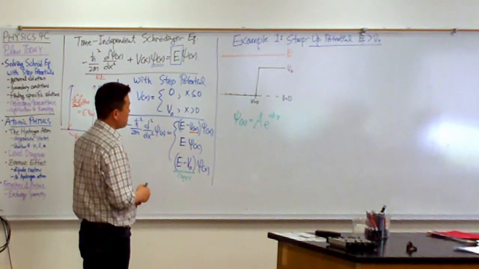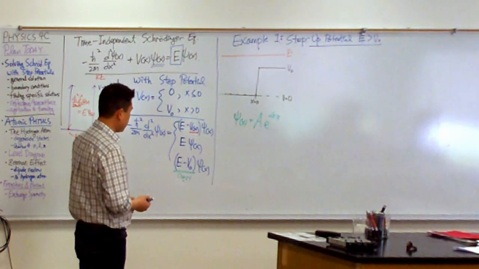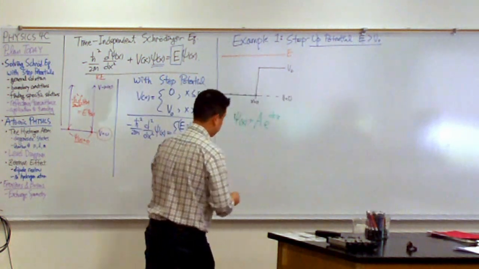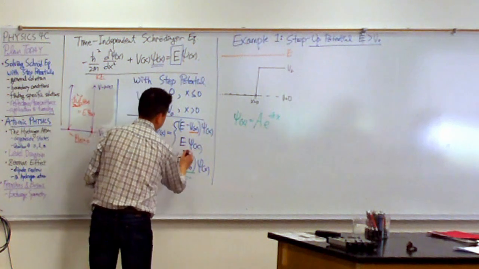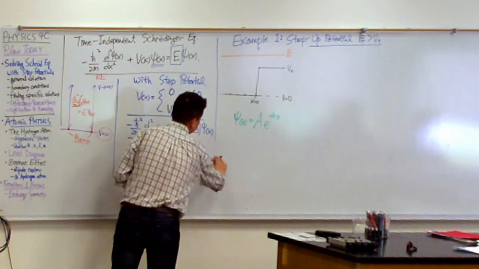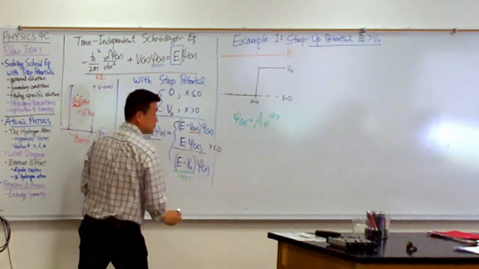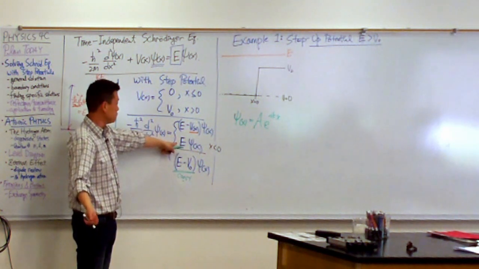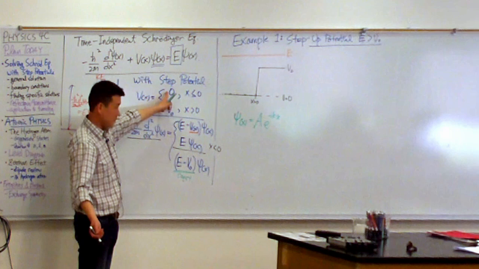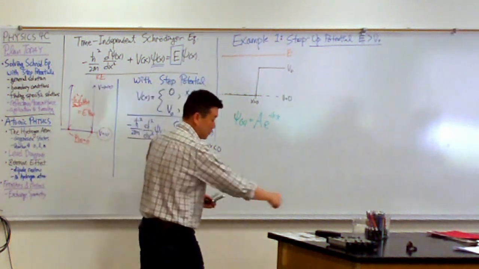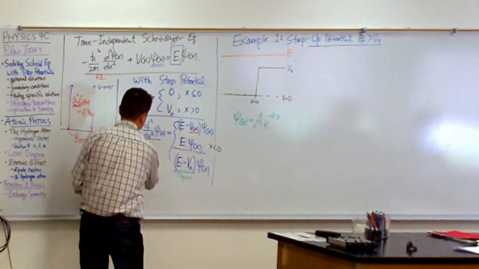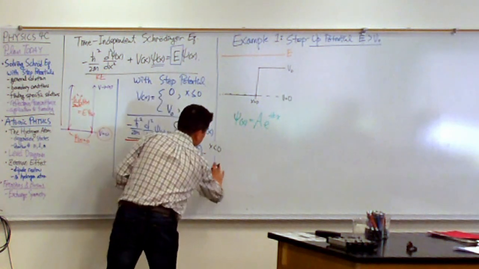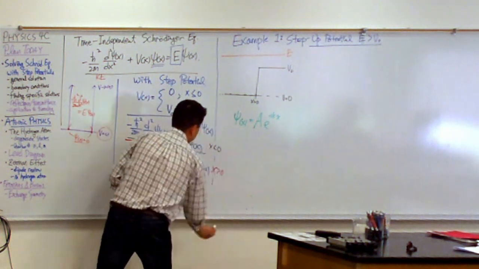So there's a barrier here. It's really that you are actually dealing with two equations. You have one equation that works for x less than 0, where potential is 0. And you have a second equation, same left-hand side, but now a different right-hand side, that works for x greater than 0.